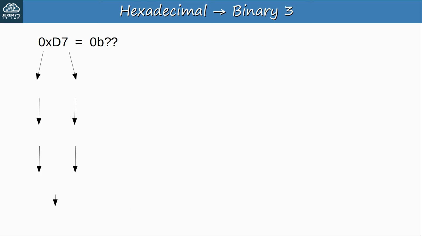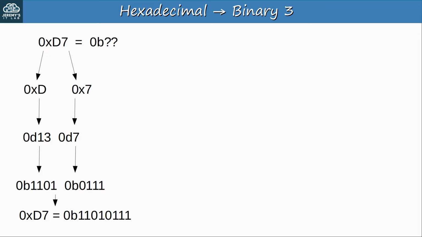Okay, last one. Pause the video to try it out yourself. Convert hexadecimal D7 to binary. Let's check. First, split up the hexadecimal digits. Then convert them to decimal. D is 13 and 7 is 7. Then convert each decimal number to binary. And that's the answer. Hexadecimal D7 is equal to binary 11010111.